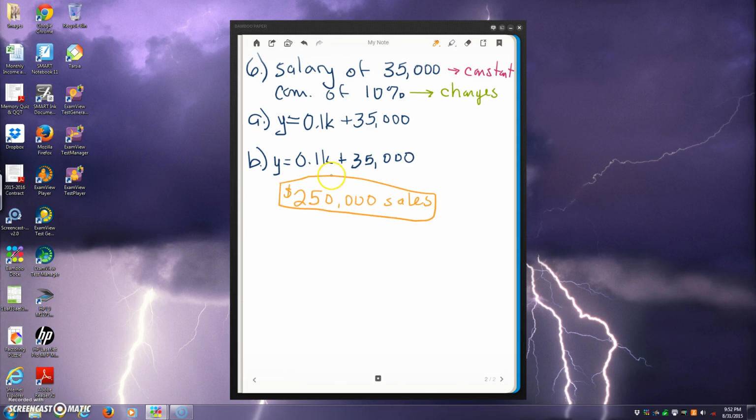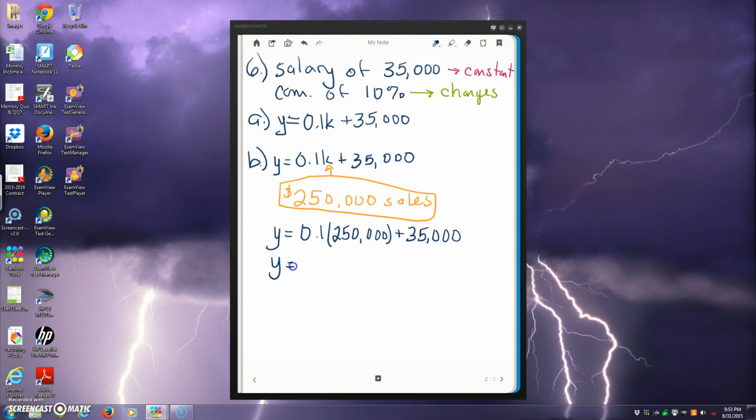Oops, I'm sorry about my pen. I'm still going to use this tablet. The $250,000 is going to go right in there for K, because that's how much is sold, and his commission is the only thing that changes. So we just plug it in there.